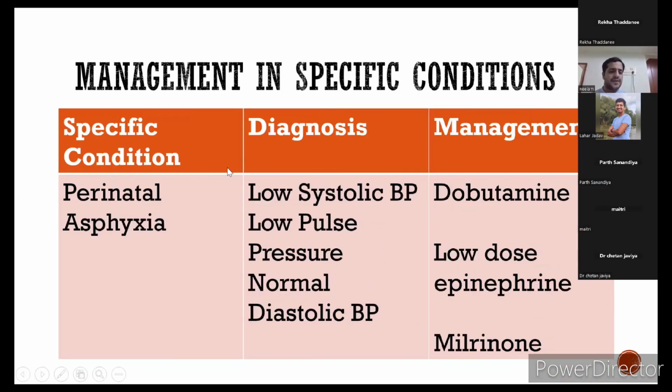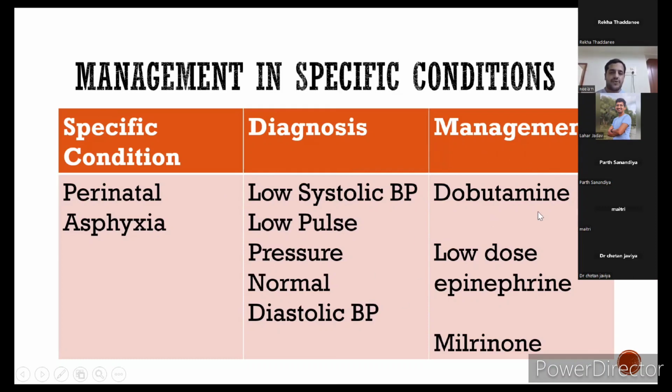Okay, again in babies with perinatal asphyxia, what you see is there is a low systolic BP because the myocardial contraction is low. The pulse pressure will be low because your systolic BP is low and diastolic BP will be normal. So again, the drug of choice here will be dobutamine because your contractility is low. You don't want a drug like dopamine or norepinephrine, which will increase the systemic vascular resistance and again worsen the myocardial heart load.